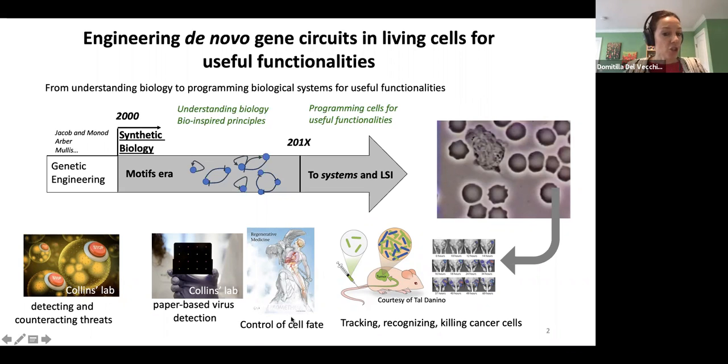Applications that are much newer are those regarding the control of cell fate, so controlling the way mammalian cells make decisions about specializing in one type or another. And then there are other applications that are more based on bacterial and cell-free synthetic biology that really deal with detecting and counteracting threats, for example, biological sentinels that detect pollutants or threats that can be detected, for example, very efficiently by bacterial cells. Virus detection, fortunately, is very popular nowadays, and there are fantastic opportunities in that field as well.